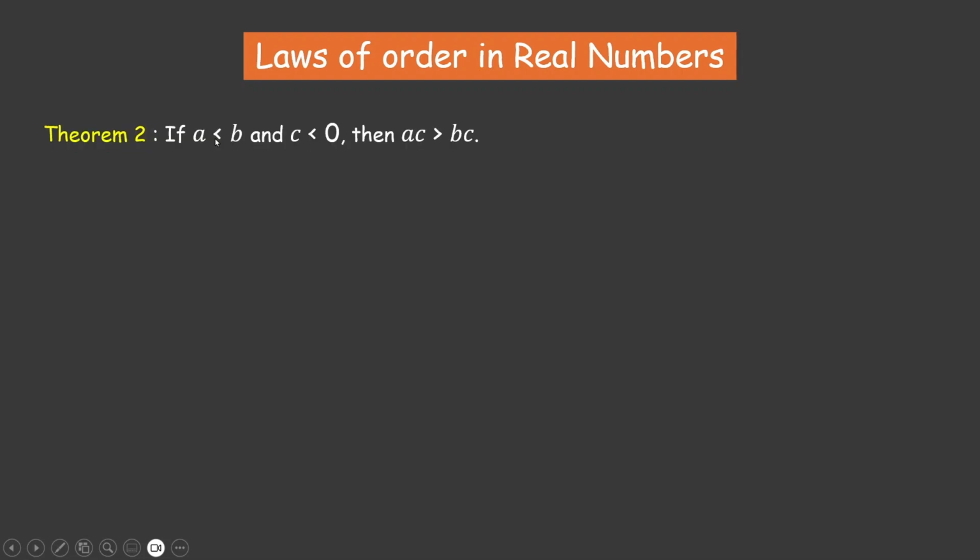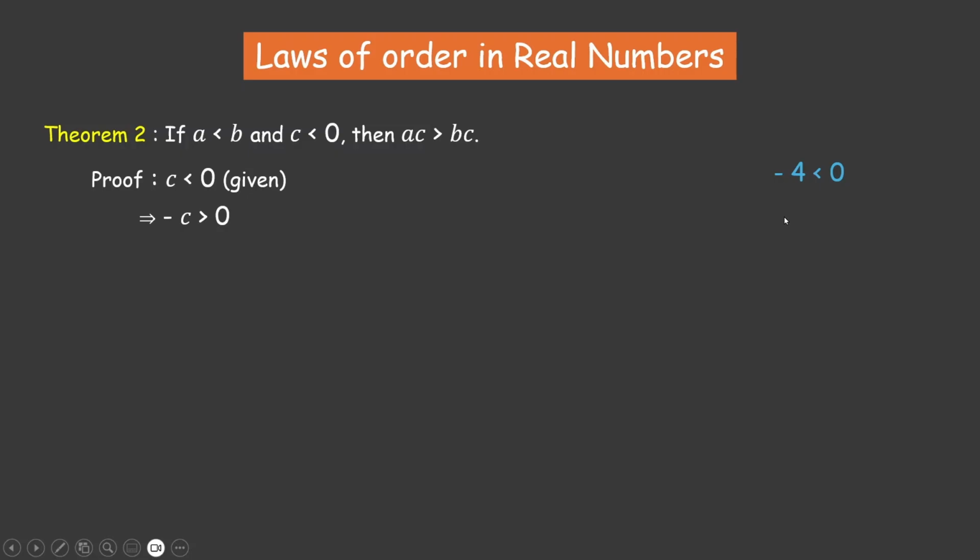The next theorem is if A is less than B and C is less than 0, that is, it is a negative real number, then AC is greater than BC. Okay. First of all, it is given that C is less than 0. Now, if we multiply both the sides by minus 1, we get minus C is greater than 0. So, let's just consider C to be negative 4. Now, we know that it is less than 0.